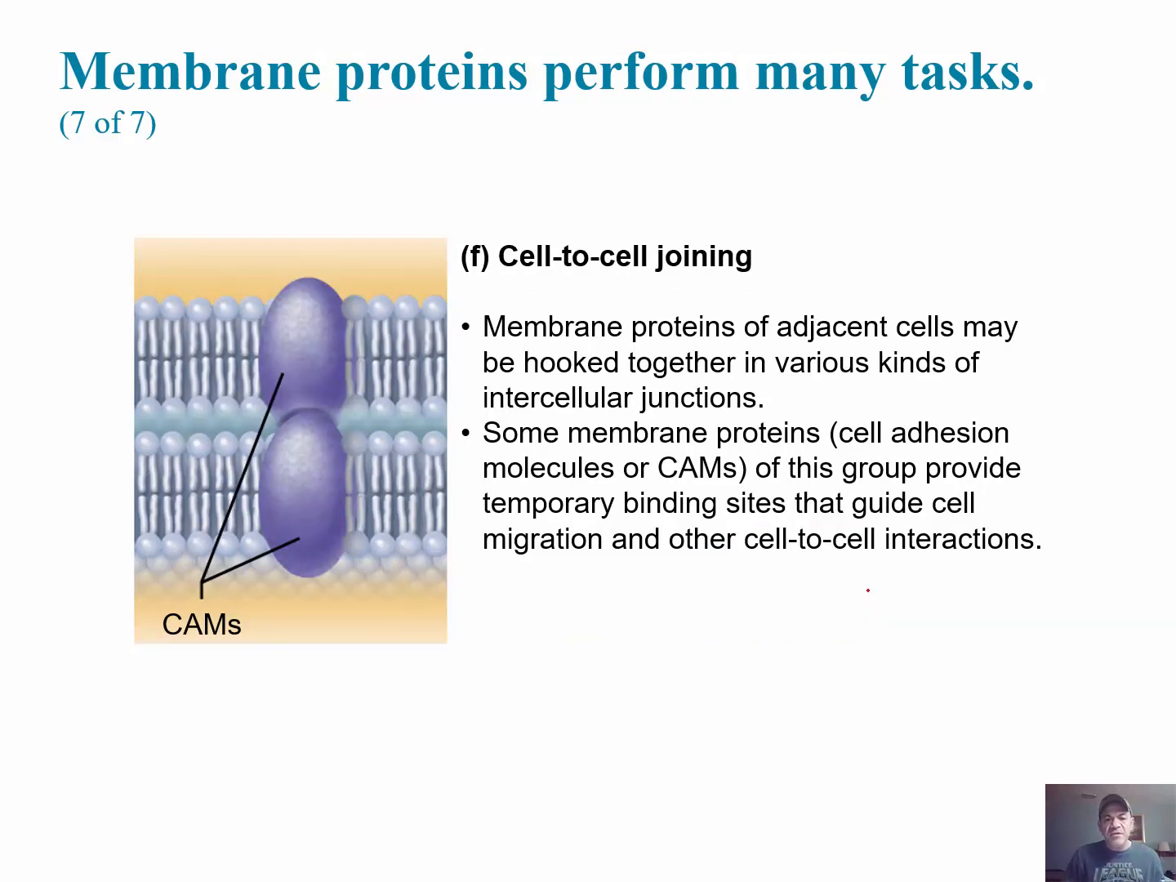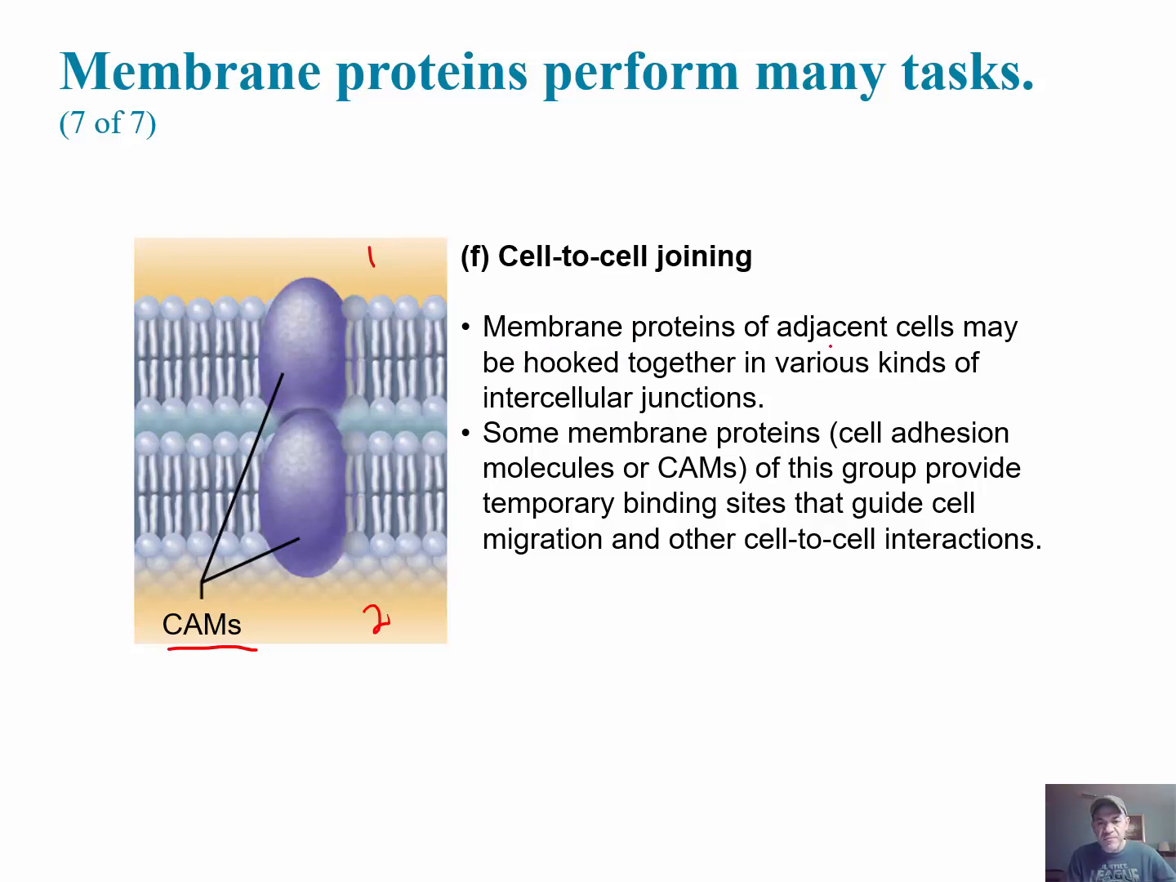Then we have cell-to-cell joining in here. You can see they have the word CAM, which is defined here in the text. And you can see there's cell number 1 here and cell number 2 below, the two plasma membranes, and you can see the two membrane proteins interacting. So let's see what the caption here says.